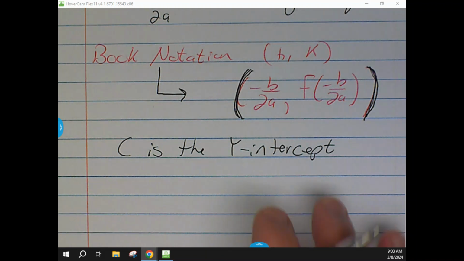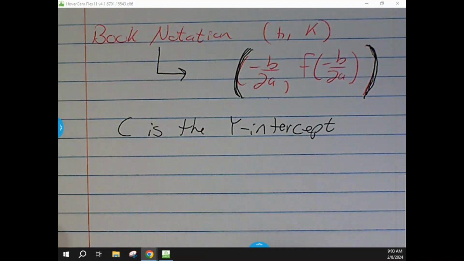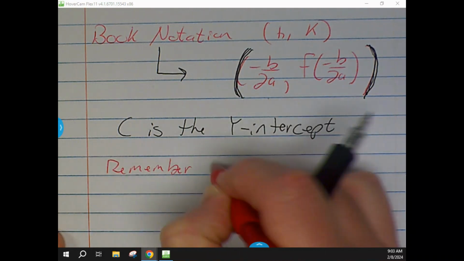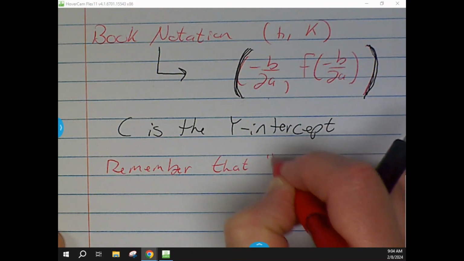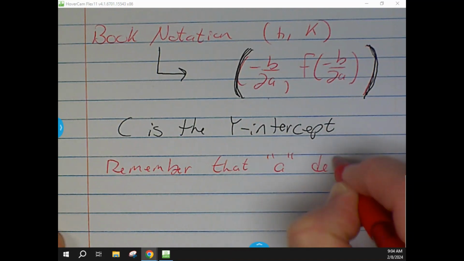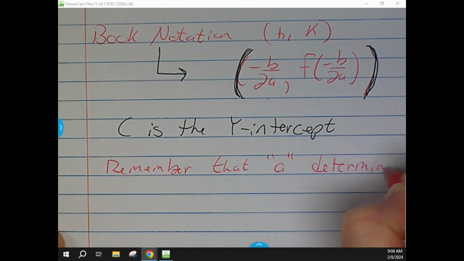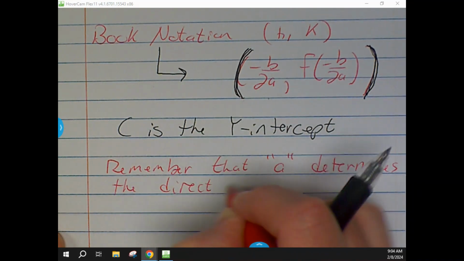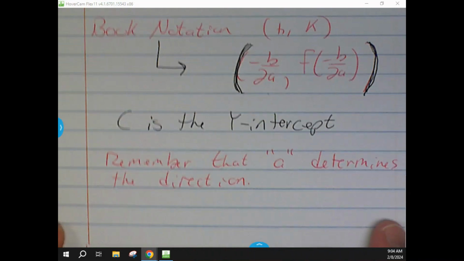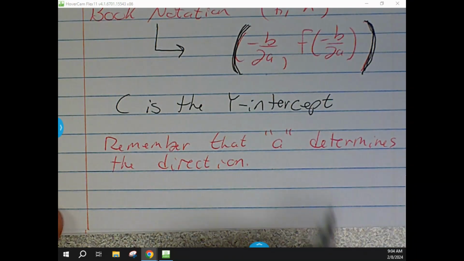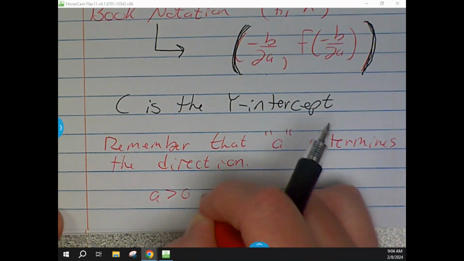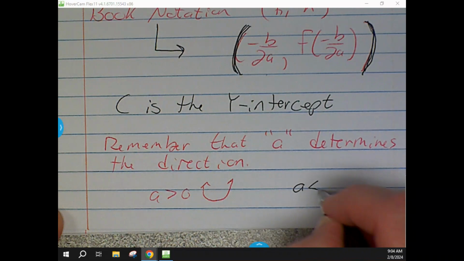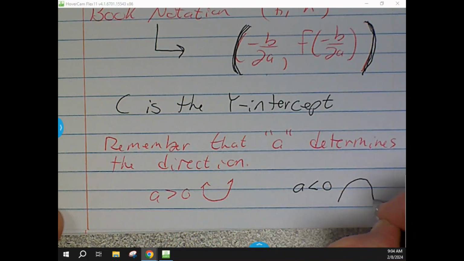Okay, and again, still remember that your A value still determines everything direction-wise. So that part of it is still the exact same thing that we're going through here. If A is greater than 0, we know the graph looks something like this. And if your A value is less than 0, we know the graph will look something like that.